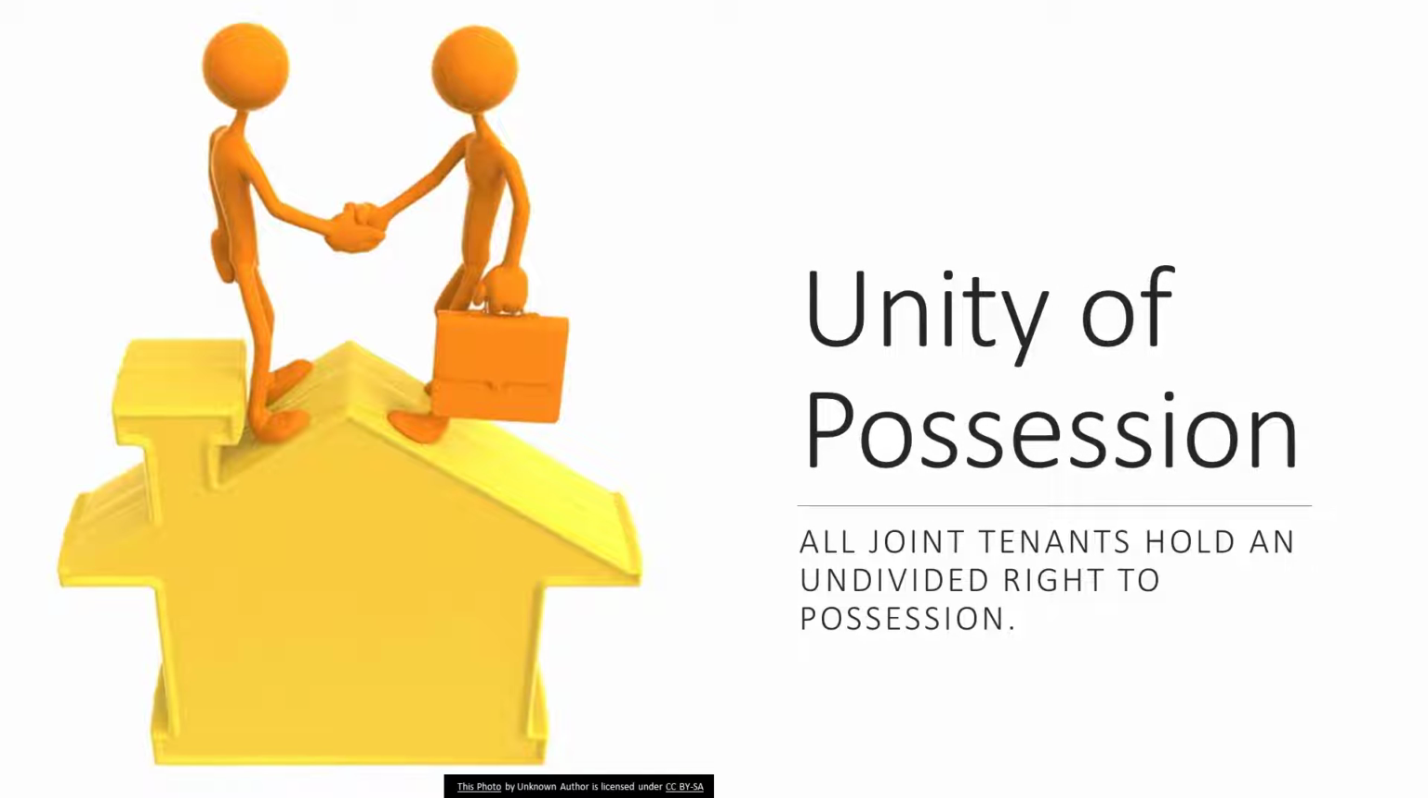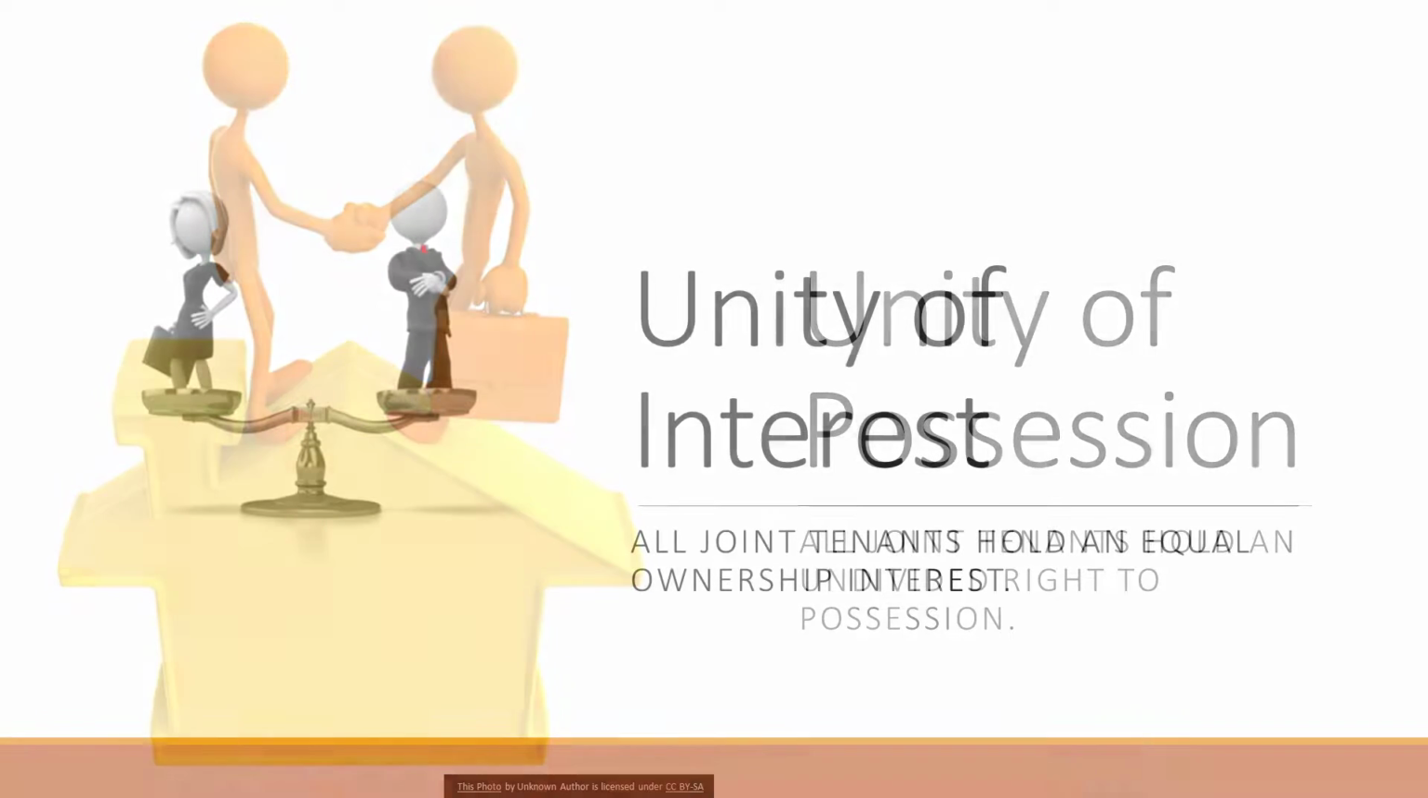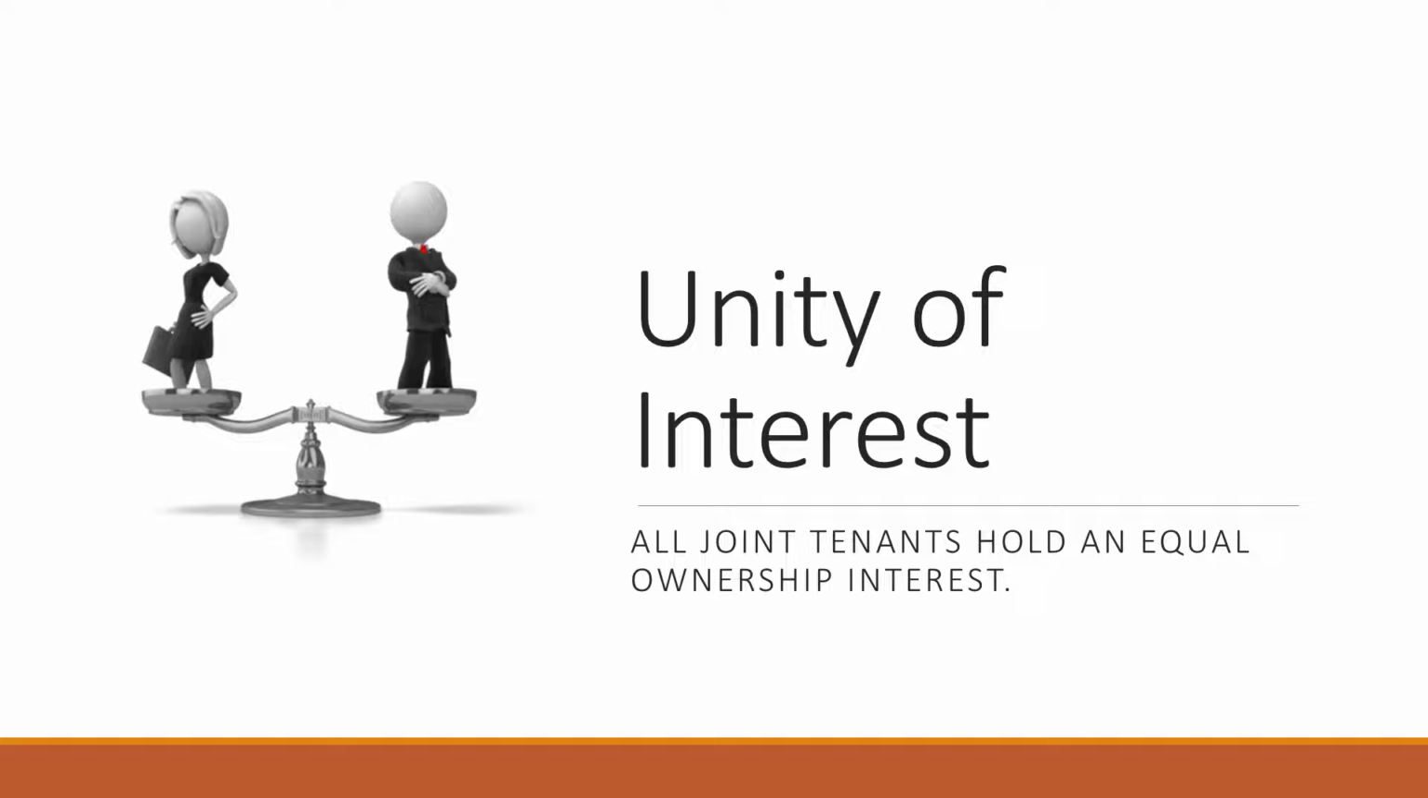Unity of possession. All joint tenants hold an undivided right to possession. You own a portion, but you have a right to possess the whole. Unity of interest. All joint tenants hold equal ownership interest. If there are 4 owners, each would own 25%. If there are 5 owners, each would own 20%.